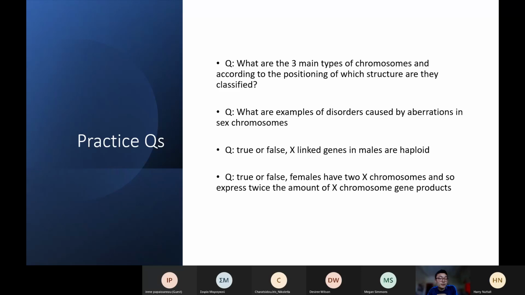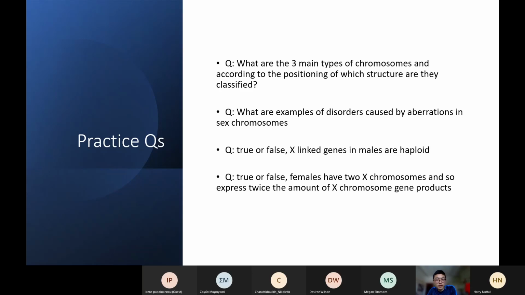If we go through some examples of disorders caused by aberrations in sex chromosomes, hopefully you would have come across some of these. The main two or three we tend to consider are Klinefelter syndrome, whereby there's a genotype of XXY, so males have two X chromosomes and a Y chromosome. We also have Turner syndrome, which is categorized as 45X, so females with just one X chromosome. And we also have triple X syndrome, which is 47XXX, so a female has three X chromosomes.